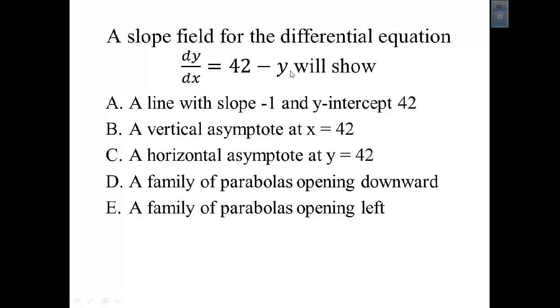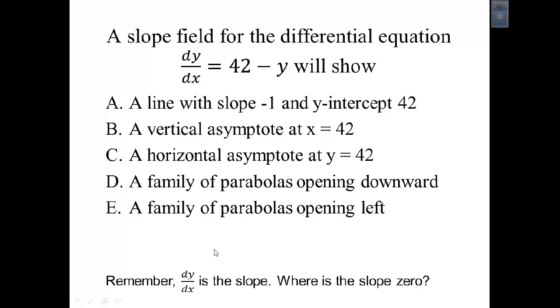Well, here's the thing. When y equals 42, what's going to happen to the slope? It's going to be 42 minus 42, which is going to be 0. So the slope would be 0 when y equals 42, and that's going to give us a horizontal asymptote at y equals 42. So that's your answer. Remember that dy/dx is the slope, so when you're looking for clues as to what it's going to look like, find out where the slope is going to be 0, where the slope is going to be undefined, things like that.